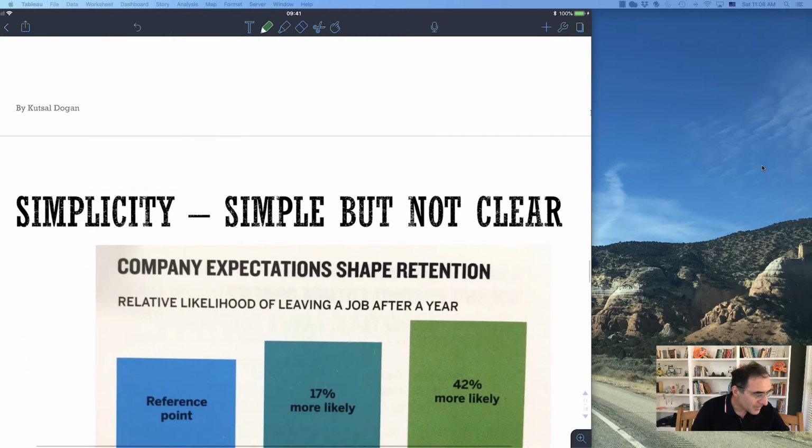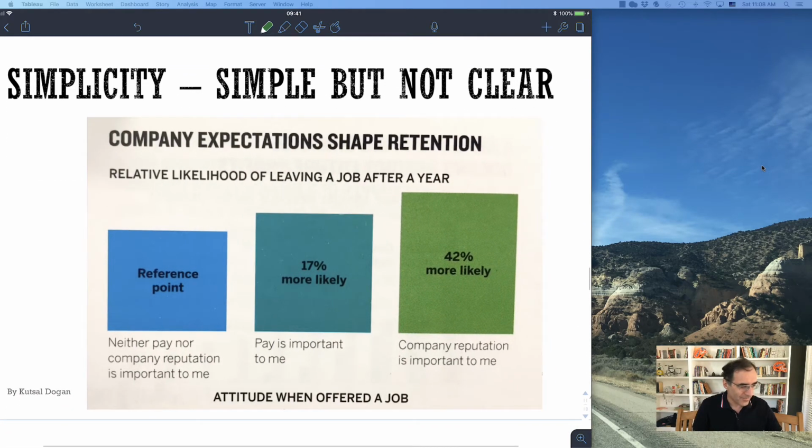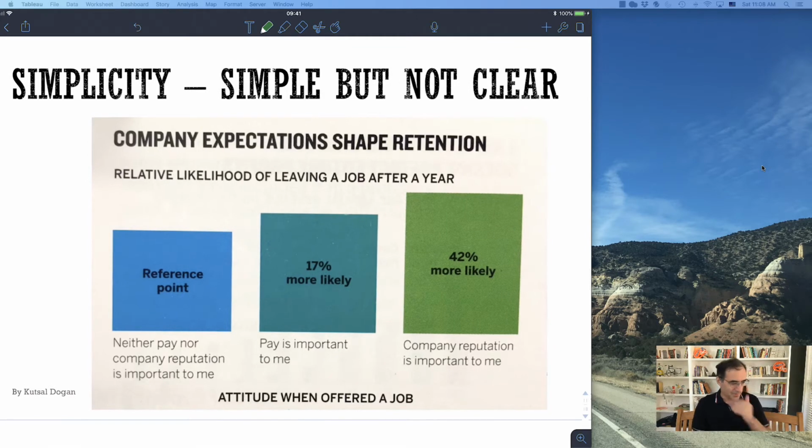Here is one example of a relatively simple chart, but let's see how clear this chart is. I want you to take a few moments and look at this. It says relative likelihood of leaving a job after 1 year. Okay, perfect. So this is the reference point. The reference point says neither pay nor company reputation is more important to me. So these are people who are saying that they don't care for reputation or for the pay, and this is their likelihood of leaving.